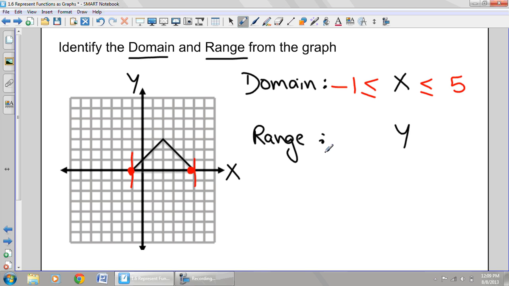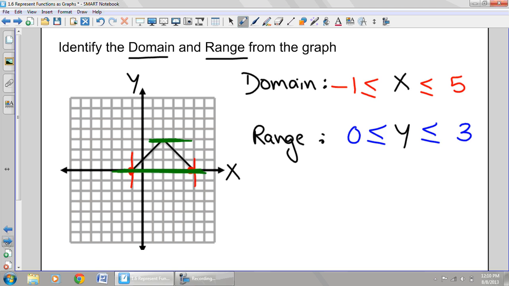Now look at my range. For the range, which is a y value, which is going up and down. Keep that in mind, it goes up and down. So I am going to look at my highest point and my lowest point where the triangle is. My highest point in this case is 1, 2, 3. So the highest point is 3. The lowest point is 0. So that means y is ranging anywhere from 0 to 3. That will be my range.